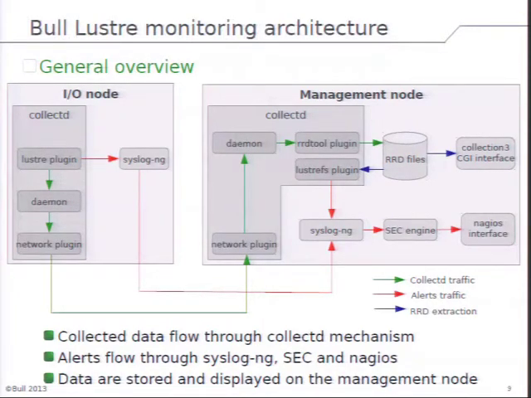In parallel of that, the Lustre plugin on the IO node is able to check for thresholds that could have been defined by the administrator, and if a threshold has been overtaken, it writes an entry in the syslog of the node, and then the information is relayed to the management node and treated by SEC, a simple event correlator engine. And if an entry matches one of the rules we have written in the SEC engine, an alert is raised to Nagios, so to the Nagios interface.